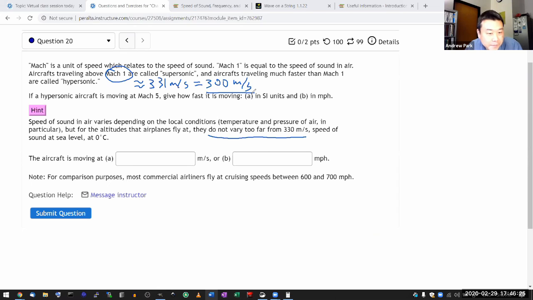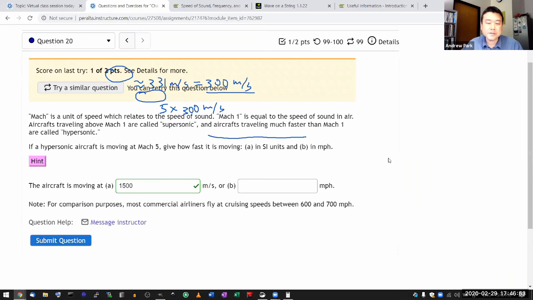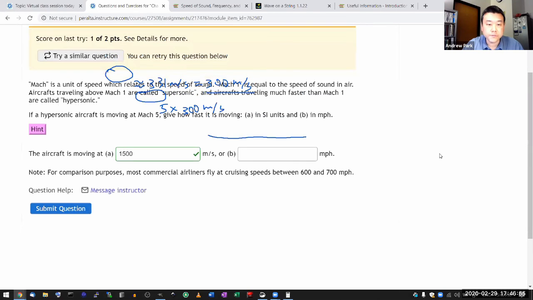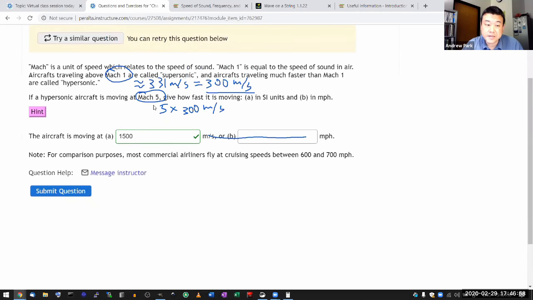Just give that a try. So if they are moving at Mach 5, what that really means is 5 times Mach 1, or 300 meters per second. So in meters per second, it should be 1500, 5 times 3 and 100 meters per second. Let me just enter this and then let's see. Oh yeah, I built in a generous amount of tolerance for this question because there's that ambiguity about what is the reference number Mach 1? And it does depend on local conditions.